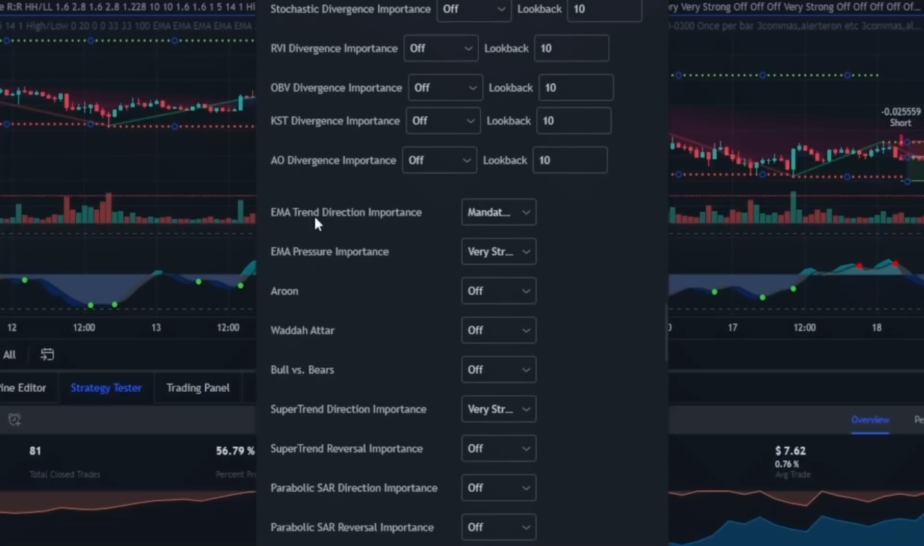Okay, so as I said, your EMA, we've made that mandatory, which means that it's an absolute must that the price must be above or below the 200 EMA.